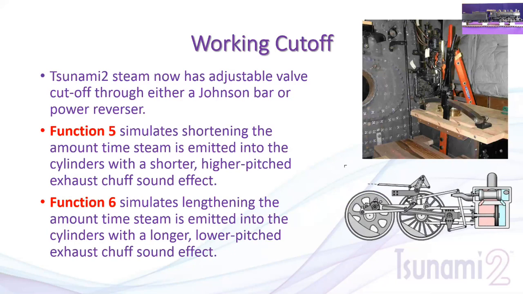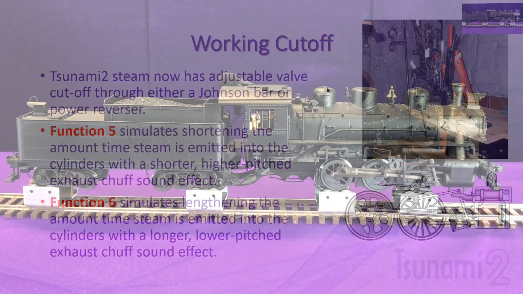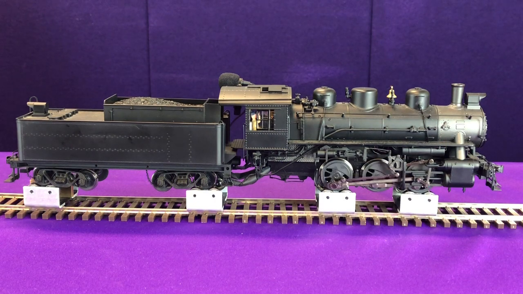And so we're going to go through and talk about some of the more detailed effects. Now, kind of going along with the chuff, we do have a working cutoff. And using the F5, which is the Johnson bar forward, and then F6, which is the Johnson bar reverse, you can kind of just manually adjust the Johnson bar to adjust the overall tone of the exhaust. So let's get going here about speed step 10. And this way you can hear. So we're going to get settled in.